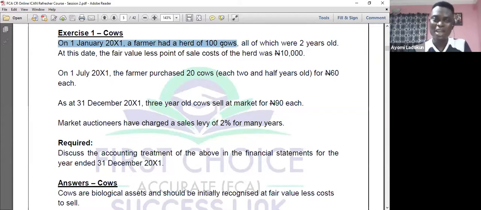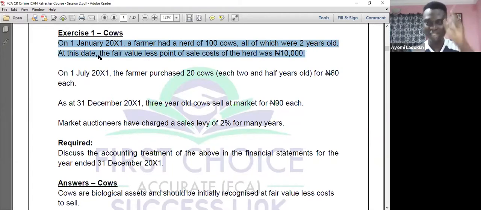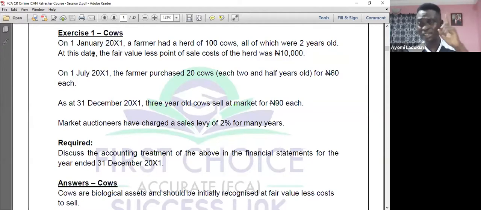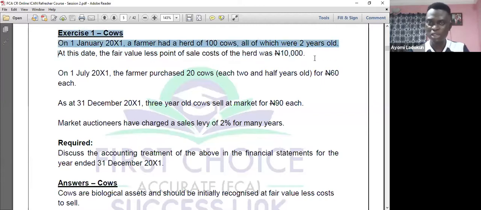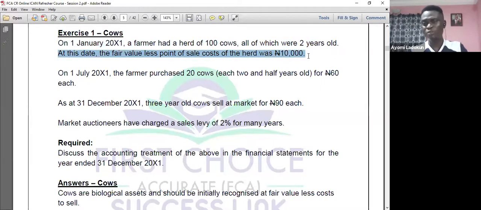He said a farmer had a herd of 100 cows, all of which were 2 years old, at this date. Can you see that? At this date. It's still referring to 1st January 20X1. The fair value, less point-of-sale cost, of the head of cow is 10,000. I don't have trouble here. The examiner already calculated it for me. Can you see that? I only have to revalue, that is subsequent measurement, at the end of the year. That's it. So he has done my initial measurement for me. So I move on. Once you understand what you are doing, okay, you're fine.